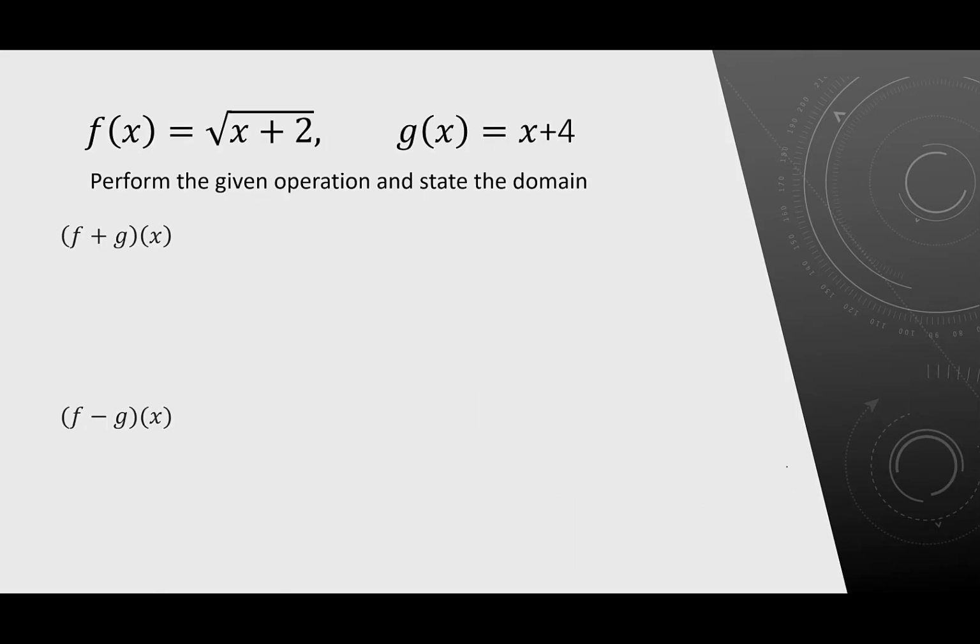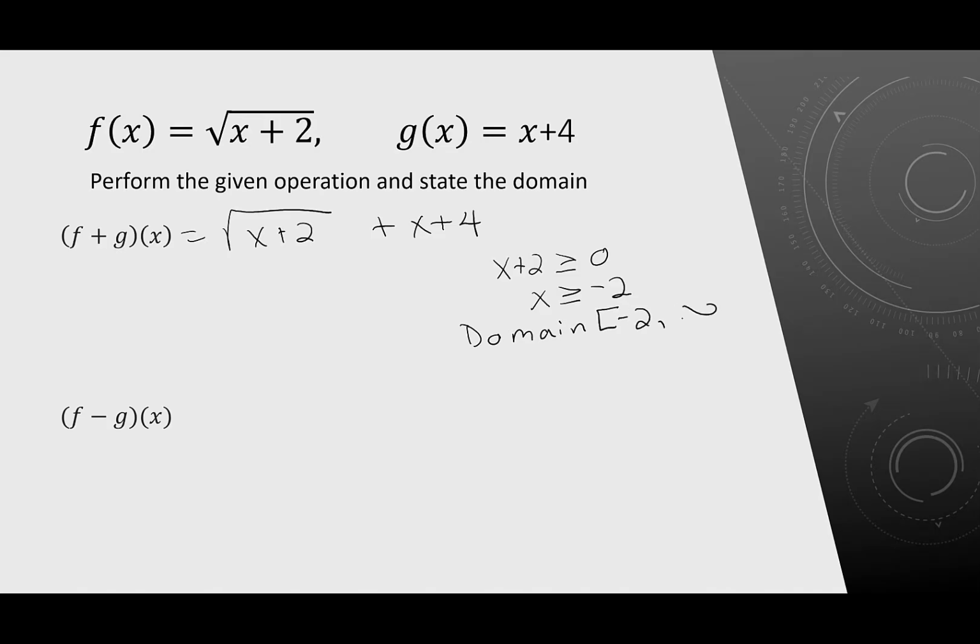So let's change our functions. This time I have f of x as a square root of x plus 2, and I have g of x as x plus 4. So when I add them, I have the square root of x plus 2 plus x plus 4. I can't combine anything, so I have finished at this point. I do want to pay attention to x plus 2 being under the radical. I set it greater than or equal to 0. That says x is greater than or equal to negative 2. My domain is negative 2 to infinity.